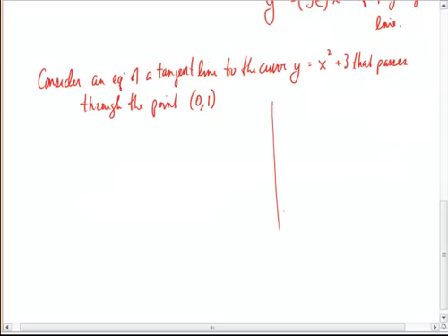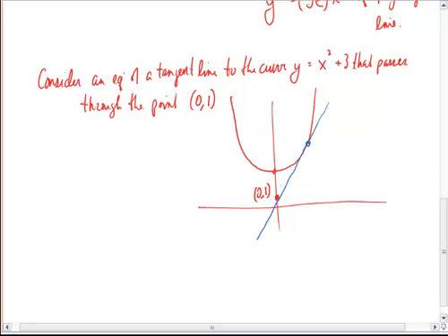Again, same exact idea. We have now a parabola, and we have the coordinate 0, 1. I'll just draw a representation of what could be happening. We'll have a line that is tangent to the curve at an x and a y value, sharing the same slope as the tangent line and the curve at the point of tangency.